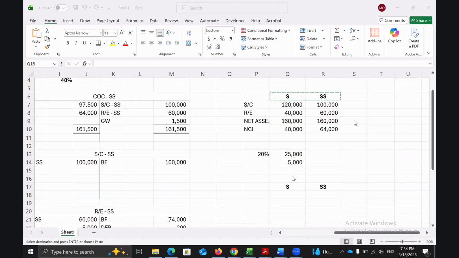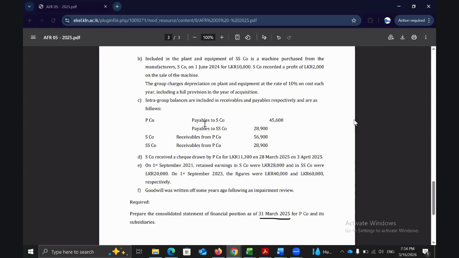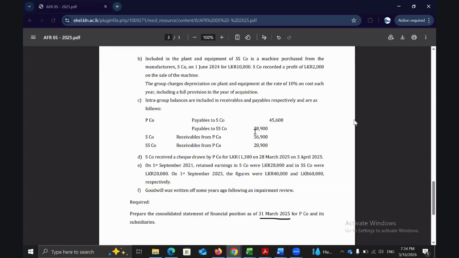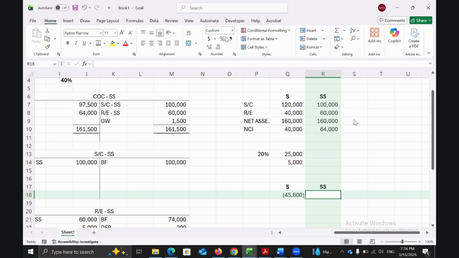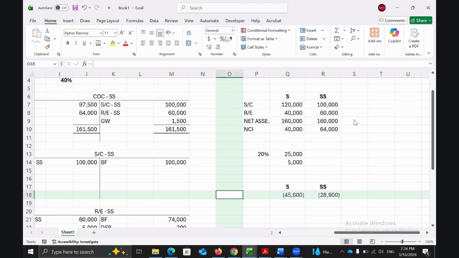for S, parent has a payable balance of 45,600. For SS, parent has a payable balance of 28,900. These are the payable balances.